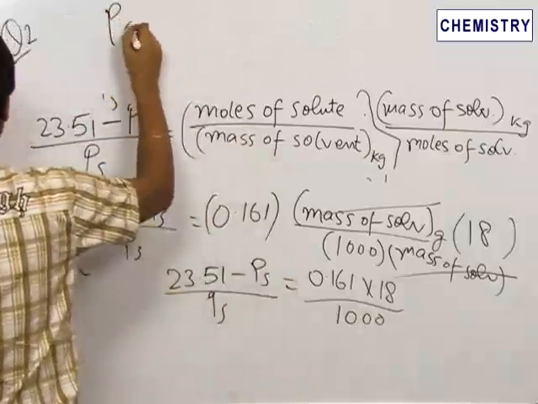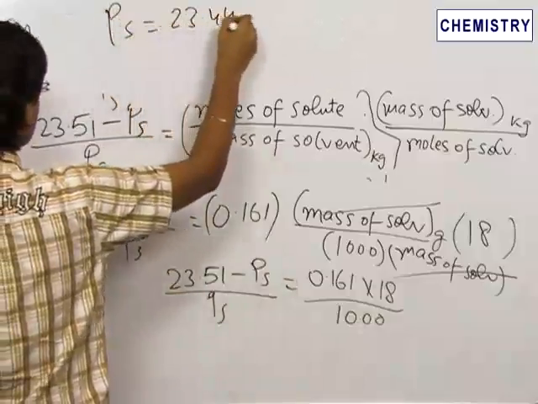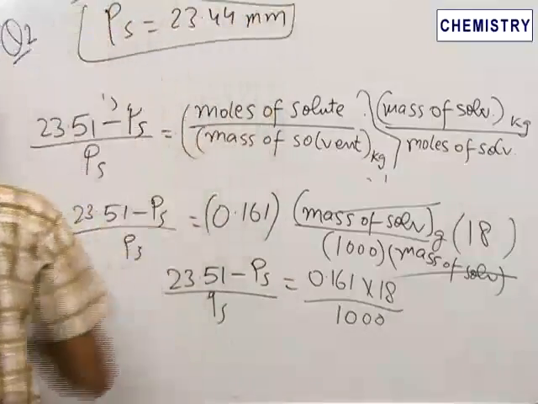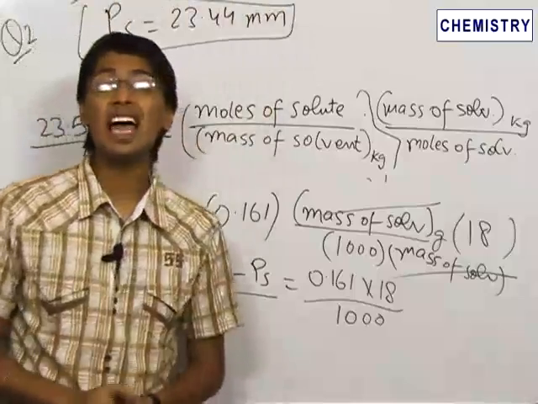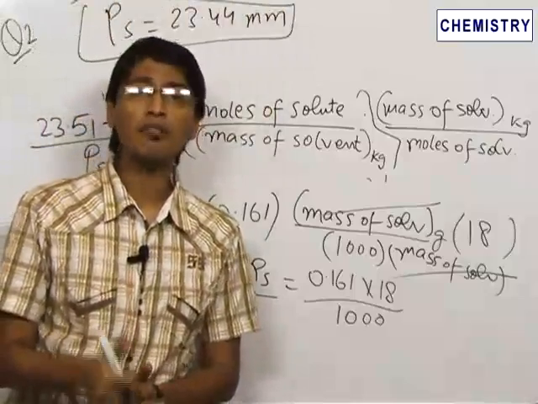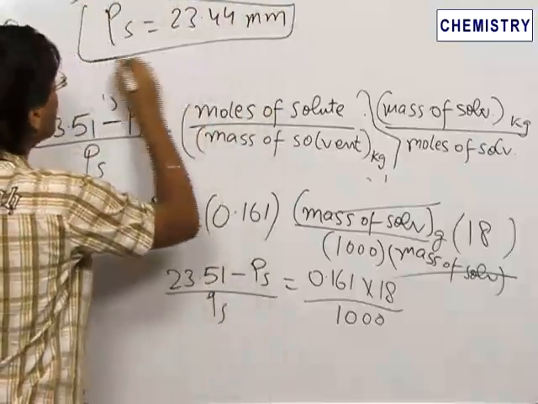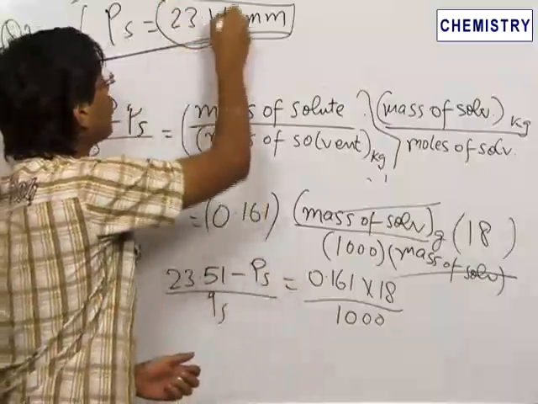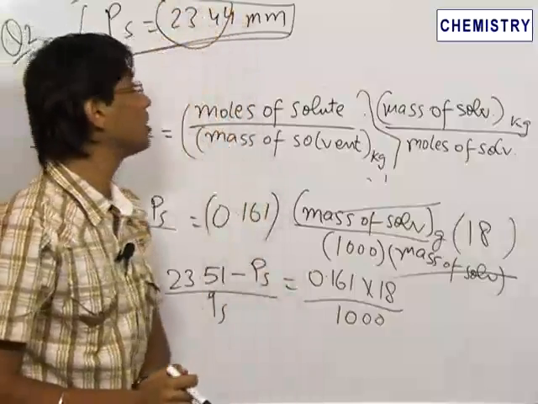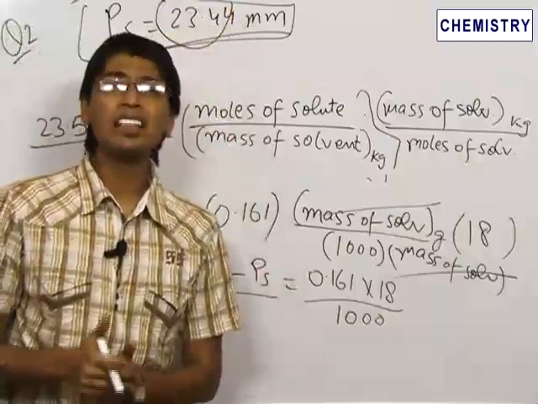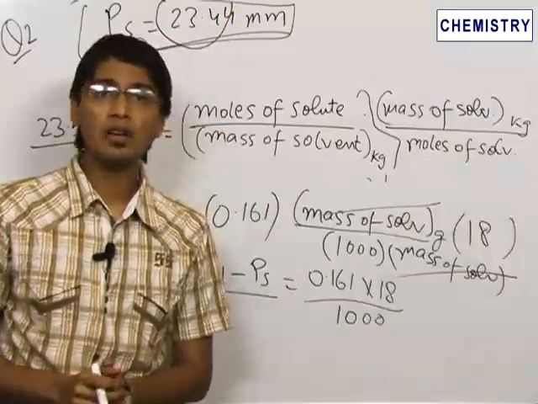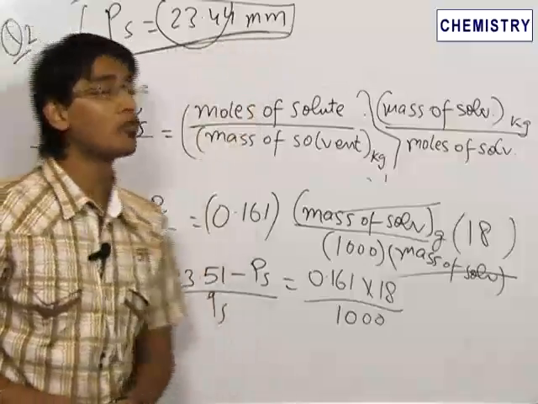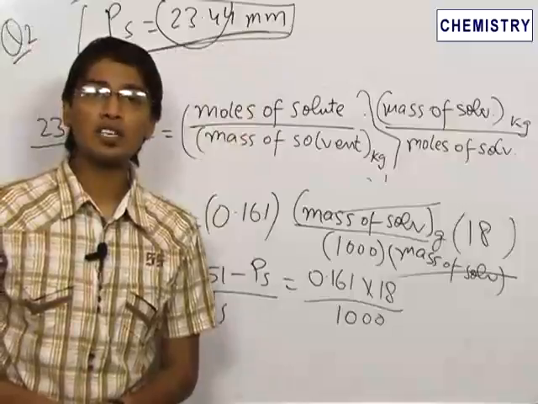On solving this equation, we get the value of PS to be equal to 23.44 millimeters of mercury. So here we can see that earlier the vapor pressure of water was 23.51 millimeters of mercury, and there is a lowering of vapor pressure on the addition of solute in the solvent, and the new vapor pressure of the solution is 23.44 millimeters of mercury. In this question we applied the general formula of Raoult's law and hence obtained the final answer as 23.44 millimeters of mercury as the final vapor pressure of the solution.